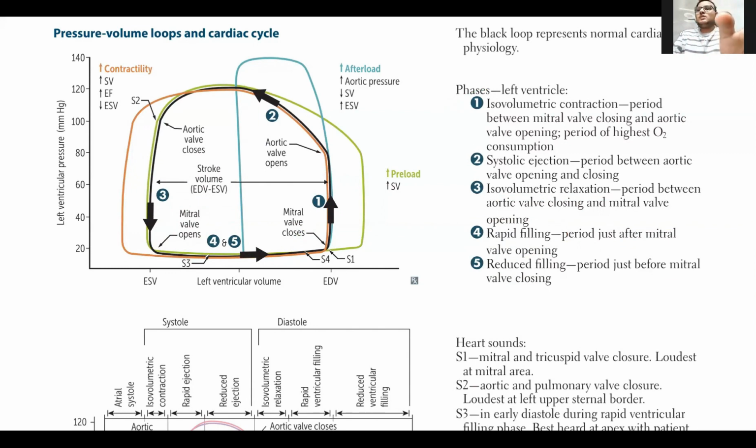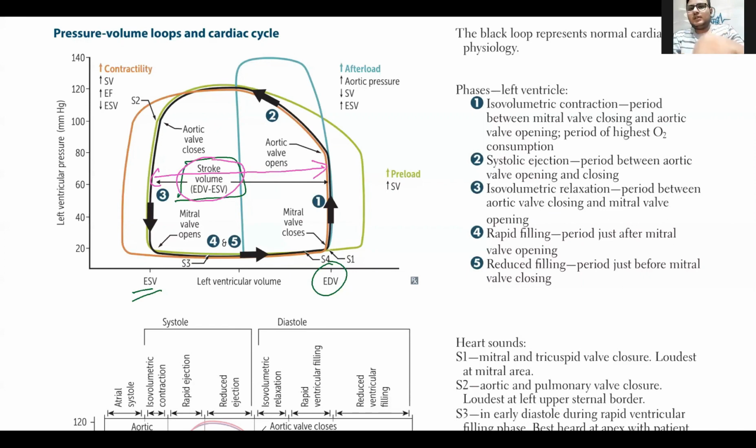So in this, a very important point is the end diastolic volume and the end systolic volume. End diastolic volume minus end systolic volume is called stroke volume. These are very important points we are discussing now. Stroke volume is from this to this. Very important, from this to this. This is stroke volume.